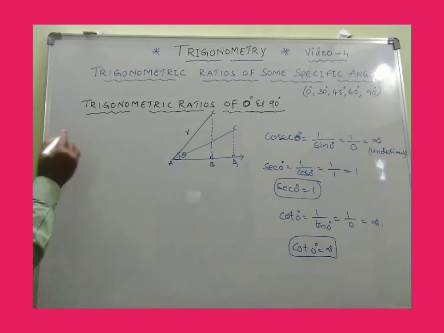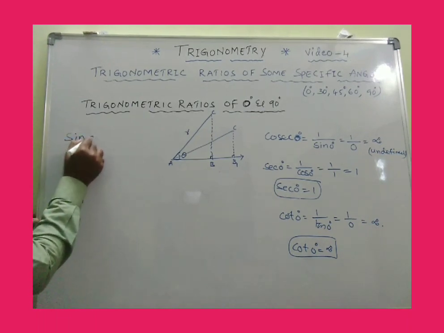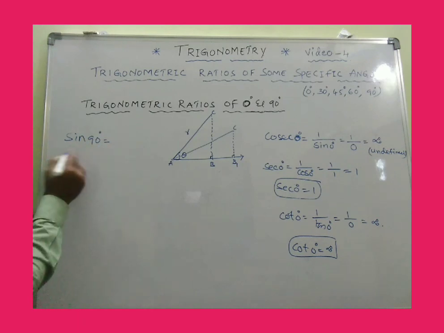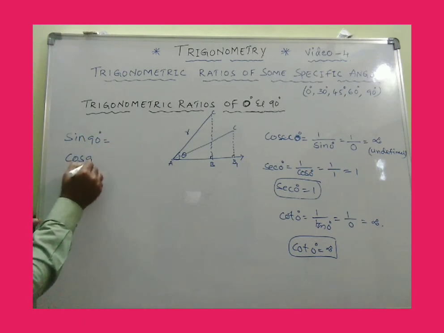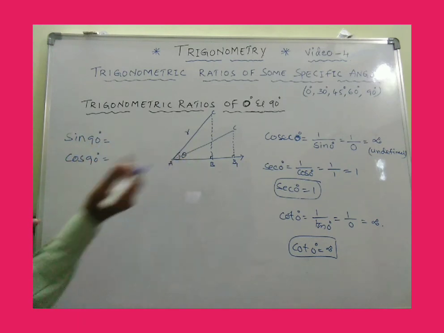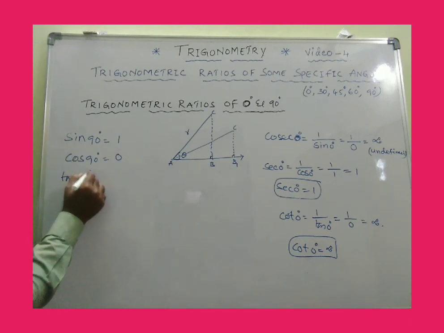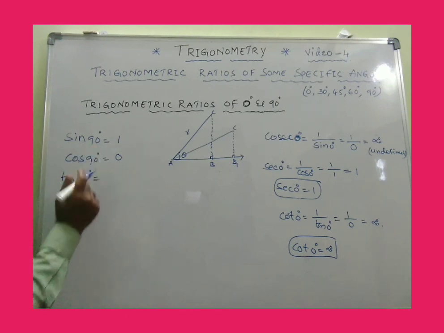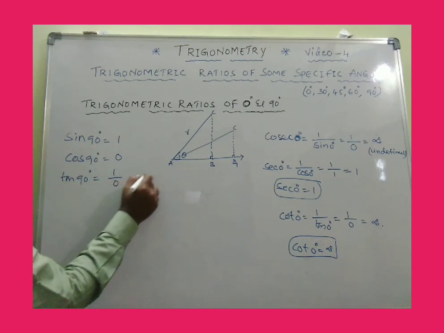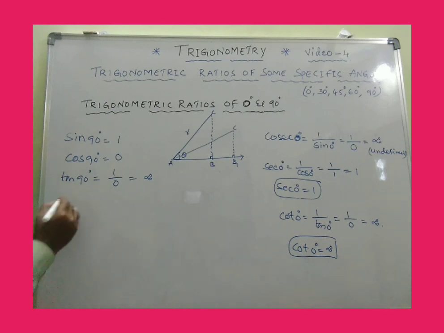So similarly, we can also find the values of sine 90 and cos 90 degrees, which are clearly mentioned in your material. Sine 90 value is 1 and cos 90 value is 0. So from this, tan 90, can you guess? Tan 90 is nothing but sine by cos, no? 1 by 0, which is again undefined, infinity.